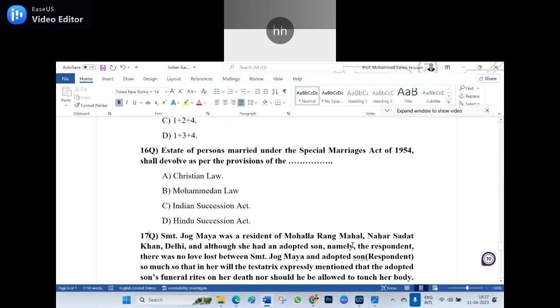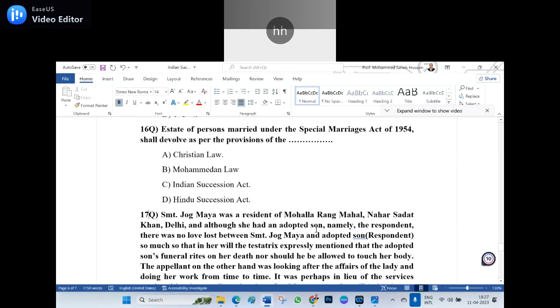Like I told you, Saif Ali Khan and Kareena Kapoor married under the Special Marriage Act. Hence, the children born to them and their succession is through the Indian Succession Act. Not Mohammedan law, not Christian law or any other law.